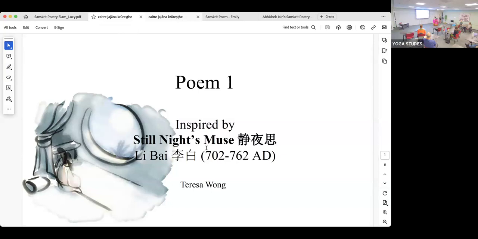It says here in person. Yes, hi, I'm Teresa, similar to Lucy. I'm a student with Zoë in Sanskrit and a student in the yoga studies program. So I don't have much creativity, so I used the Chinese poem as my inspiration. And so this first one is by this really famous poet called Li Bai. He is a poet from the Tang Dynasty in the 8th century. And this poem particularly is one that's recited by most of the first grade students in China.